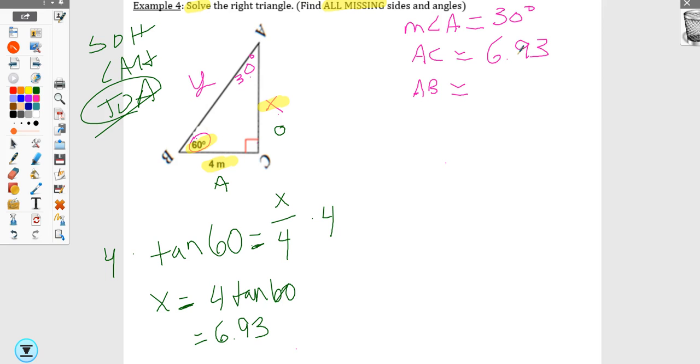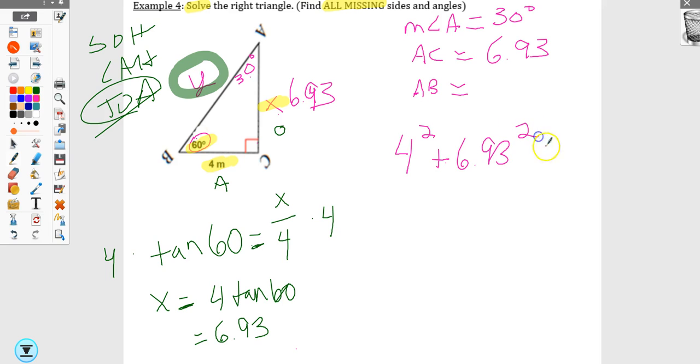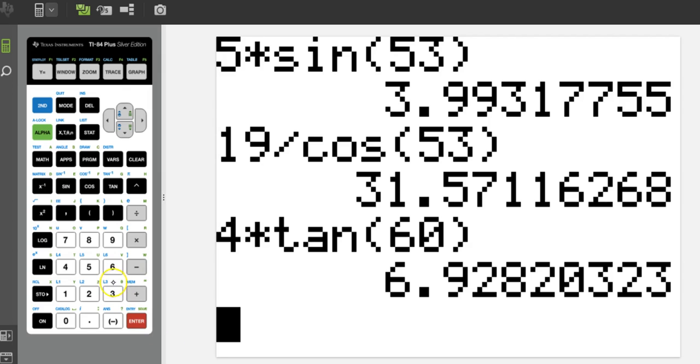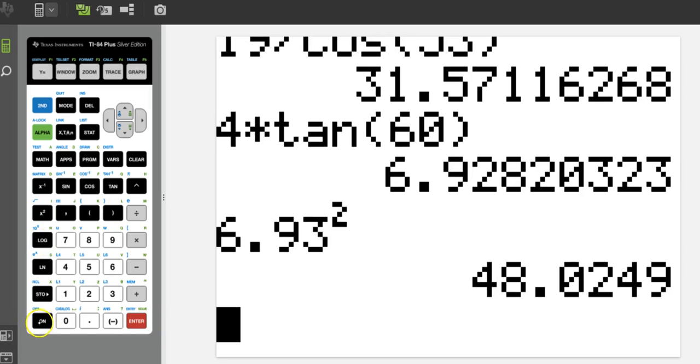Boom. Now, the easiest way to find that side Y here is now I know two sides. So this is 4. This is 6.93. I know two sides. The easiest way to find the third side is going to be use the Pythagorean theorem. So I'll do 4 squared plus 6.93 squared equals y squared. So as I work down and I do this, I am going to get 16 plus, and now I need to do 6.93 squared, which is going to be 48.02.